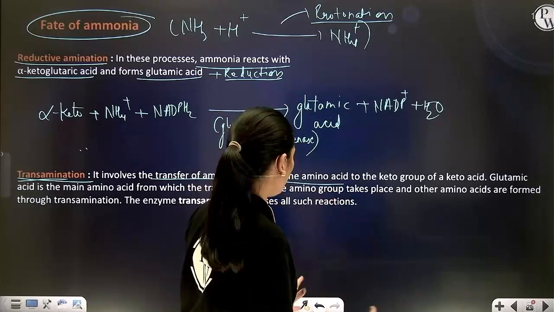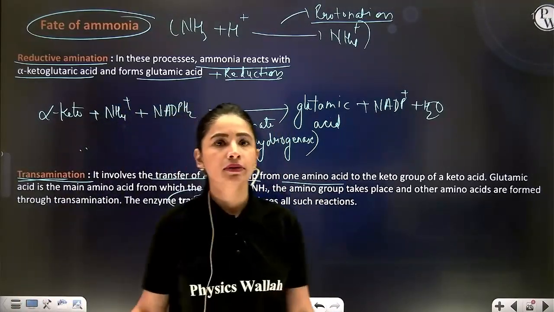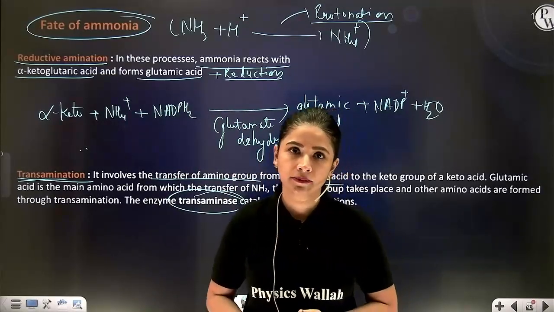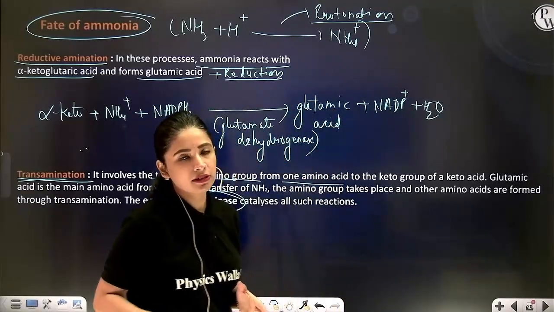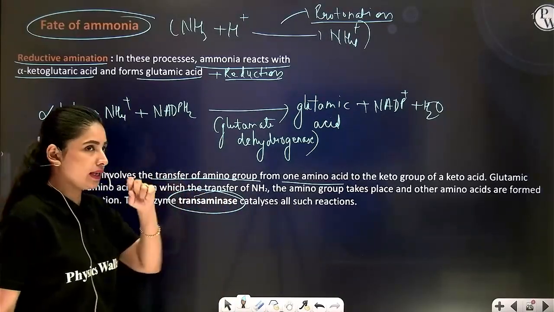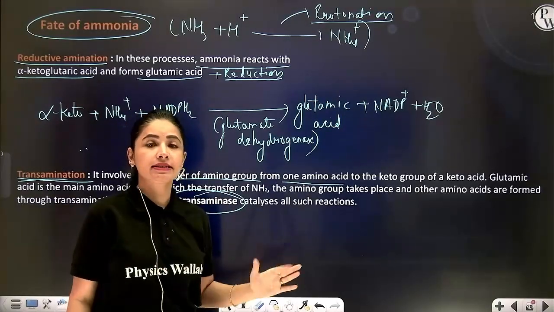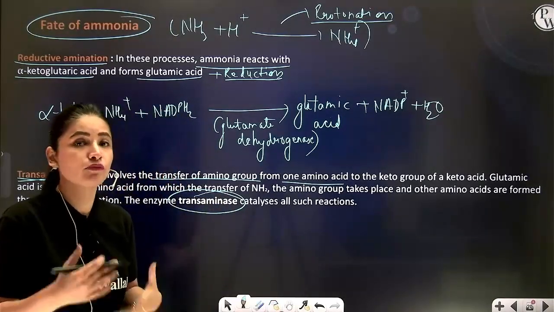And this whole process takes place in the presence of the enzyme transaminase. So which enzyme is required for transamination? Your answer will be transaminase. Now let's see how transaminase is functioning and what is happening.